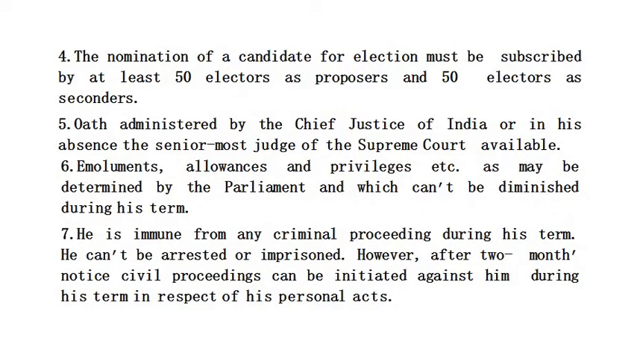The nomination of the candidate for election must be subscribed by at least 50 electors as proposers and 50 electors as seconders. That means he should have 50 electors from his own party, his own company, as proposers and 50 electors as seconders.